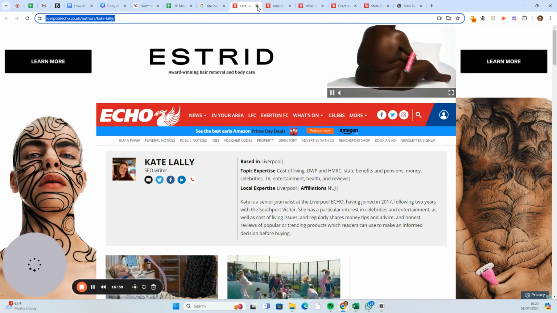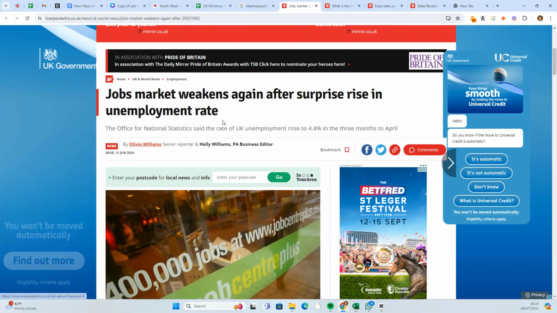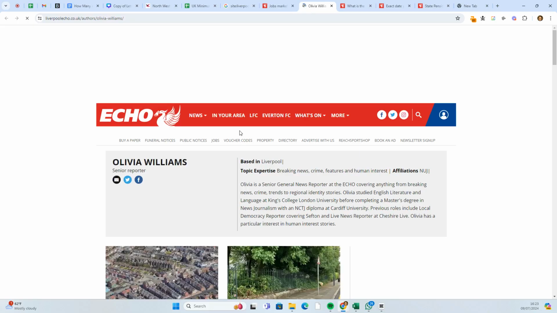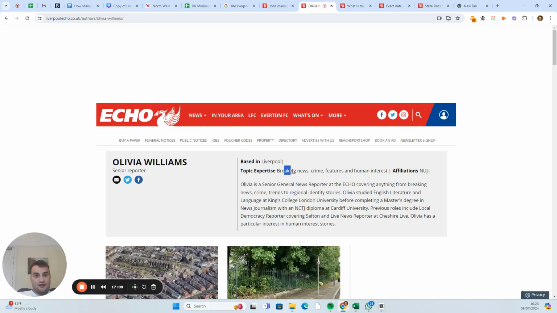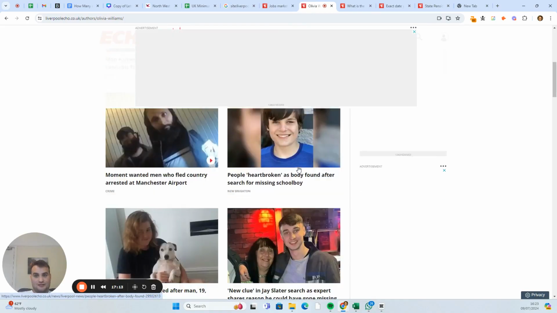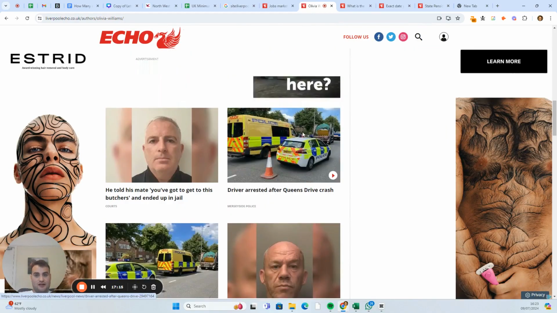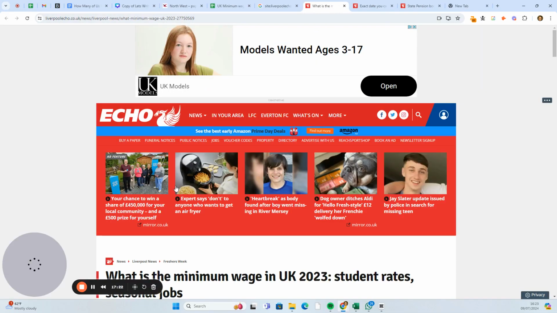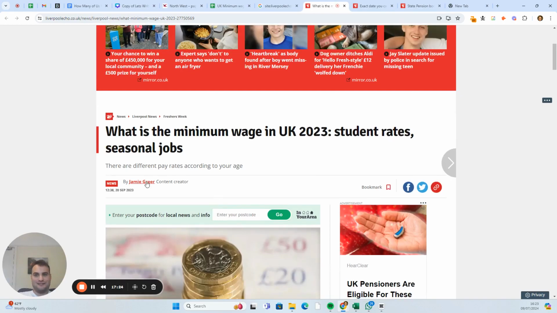So we've done her. Olivia Williams. Let's see what she's about. Based in Liverpool. Breaking crime, features in human interest. This is all about crime, so I'm going to say no. Although technically not paying minimum wage is a crime, but this is more about like getting mugged and stuff like that.